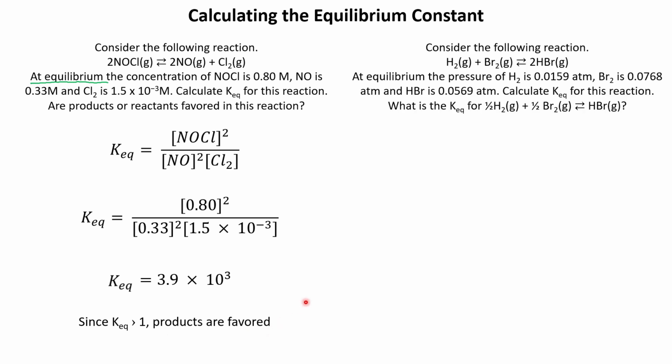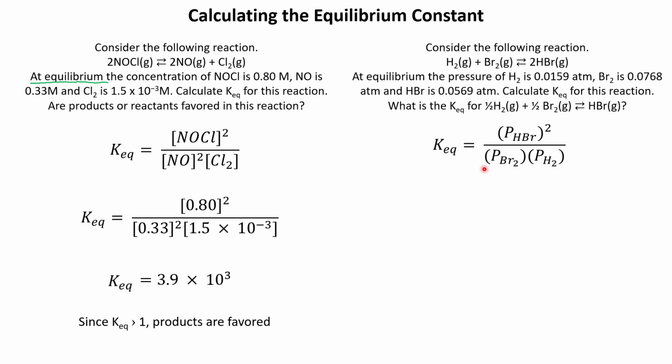Let's do another one. So here is a new reaction right here. It is in equilibrium, it is balanced. At equilibrium, the pressure of hydrogen is 0.0159 atmospheres, bromine is 0.0768 atmospheres, and hydrobromic acid is 0.0569 atmospheres. We need to calculate the KEQ for this reaction. And then they ask us, what is the KEQ for this second reaction right here? Well, I'm going to table this second part. Let's just calculate the KEQ first.